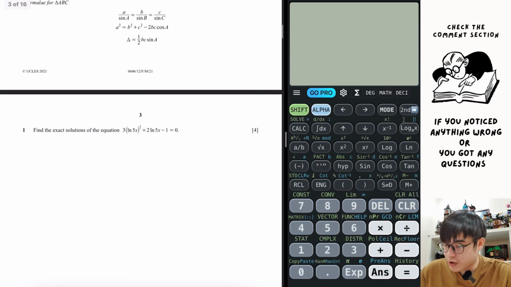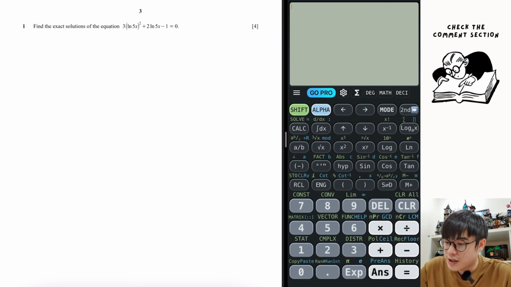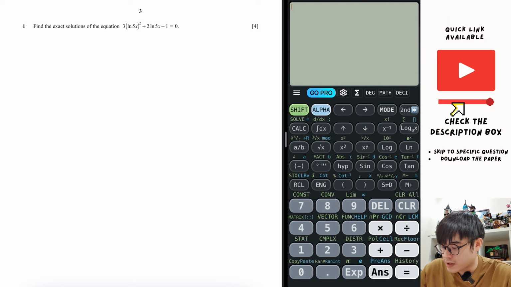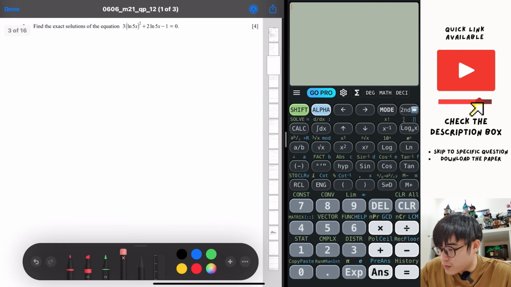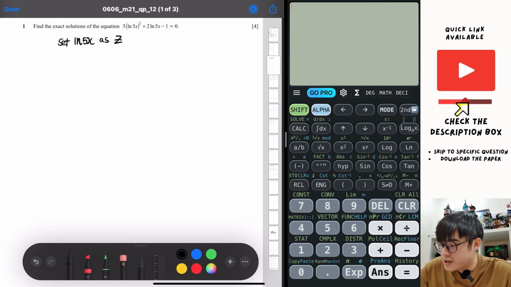Okay, this one is actually quite straightforward. What we are dealing with here is something like a quadratic, because I noticed that there was a square there. So that's the first thing I came up with, and I will get rid of the ln 5x first, because some of you might find it confusing. You can always set it as something else. In my case, I will set it as z. So 3z squared plus 2z minus 1 equals 0.